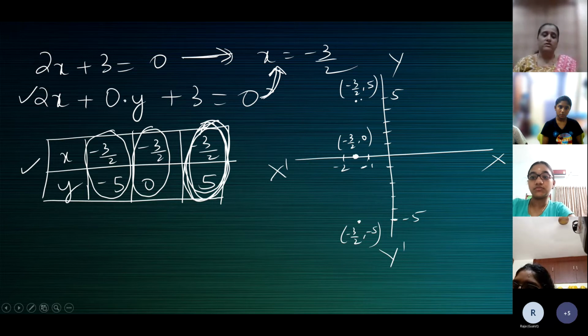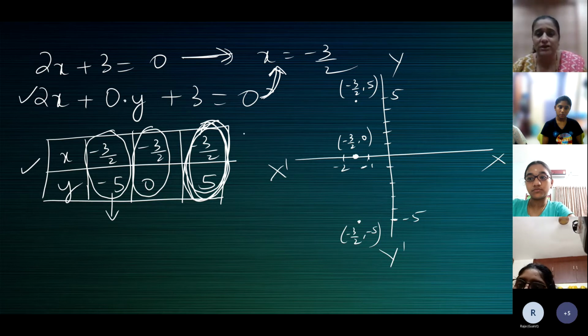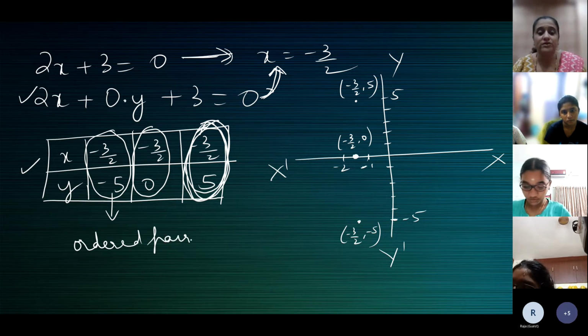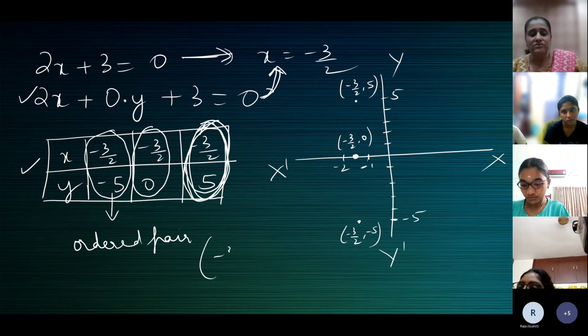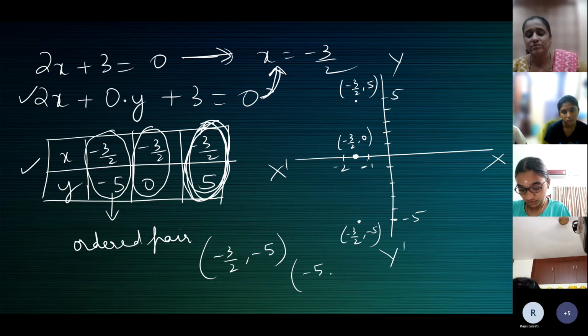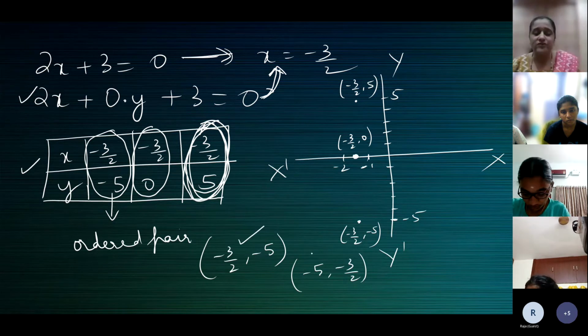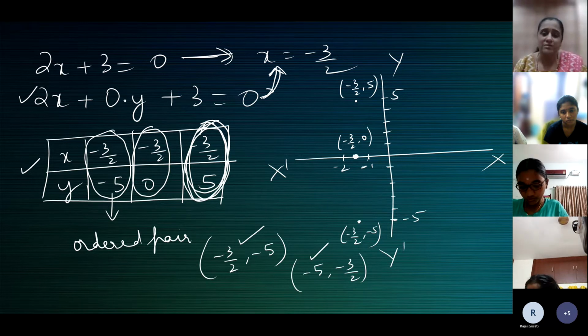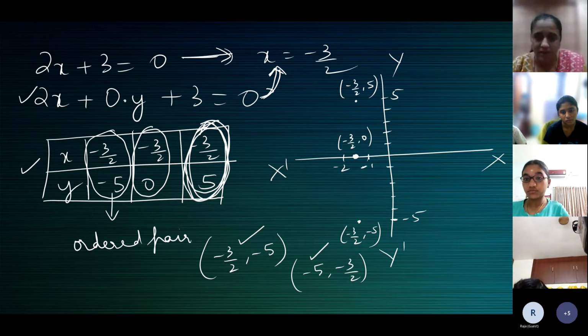So we have plotted. These are called ordered pairs, what you see here, minus 3 by 2, comma 5. It's an ordered pair because the order is very important. The location of minus 3 by 2 comma minus 5 is different from the location of minus 5 comma minus 3 by 2 in the Cartesian plane. The location of this point is different from the location of this point. That is why it's called an ordered pair. Order is important. Pair because there are two numbers, minus 3 by 2 and 5.